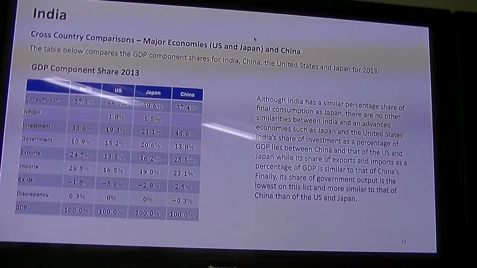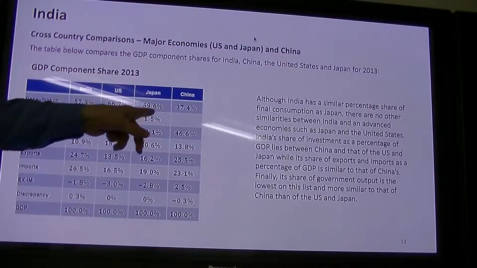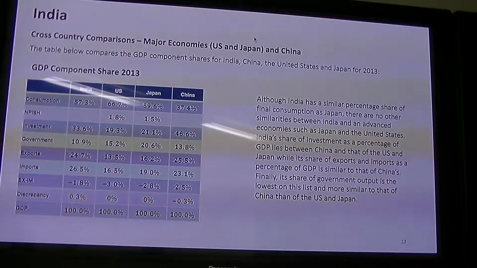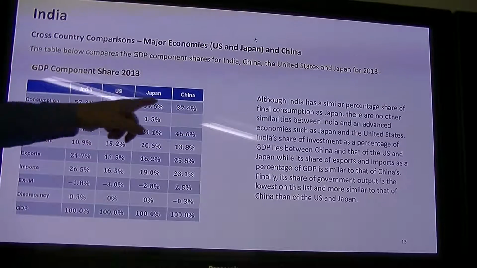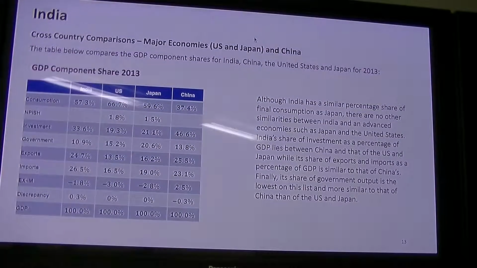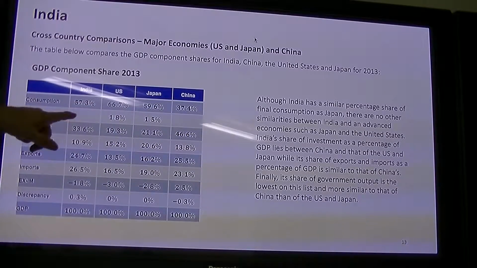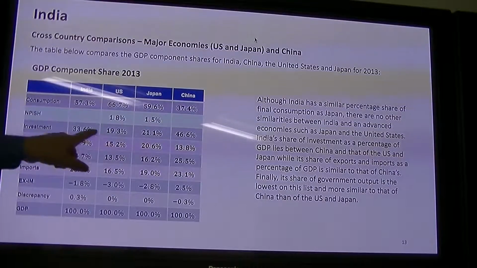And you can see that India, interestingly, its consumption is a lot higher. It's almost the level of Japan, and it's much higher than China, and the investment level is lower than China: 46.6% of GDP versus 33.6%. But notice here's the U.S.